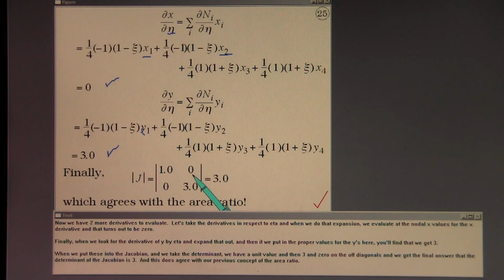When we put these into the Jacobian and we take the determinant, we have a unit value and then 3 and 0 on the off diagonals, and we get the final answer that the determinant of the Jacobian is 3. And this does agree with our previous concept of the area ratio.